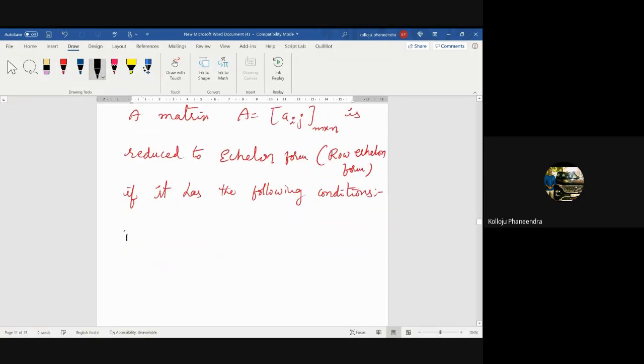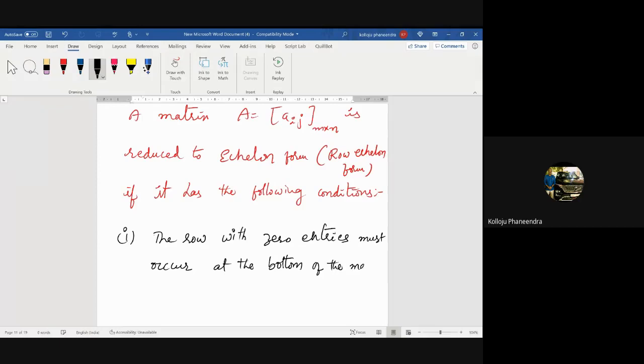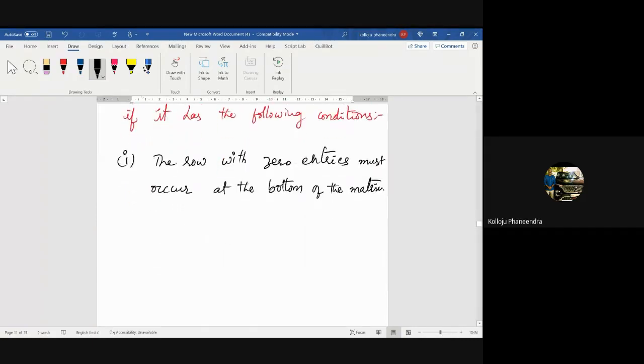First one. The row with 0 entries must occur at the bottom of the matrix. Then the first condition: a row in which all entries are zeros, all positions are zeros, must be at the bottom of the matrix.